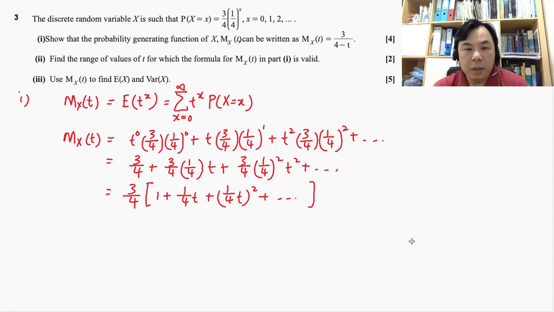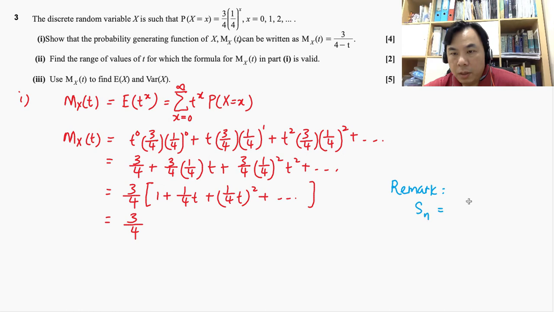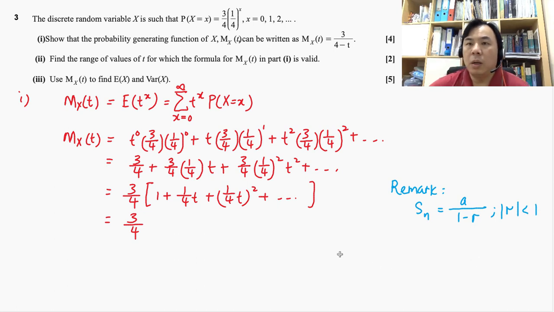Now this indicates that it is an infinite geometric series, which we can obtain its summation using this formula. So I'll write down a remark at the side just to recall the summation of a geometric series. This is an infinite summation, so therefore it's a over 1 minus r. Now bear in mind we can only obtain this summation provided the magnitude of the common ratio must be less than 1. Now that's a requirement.